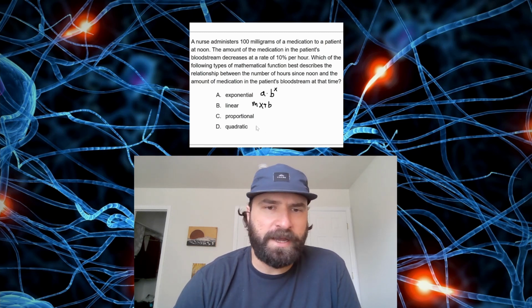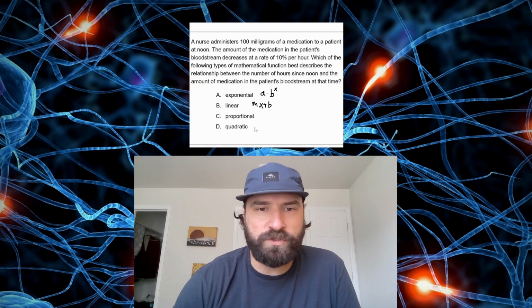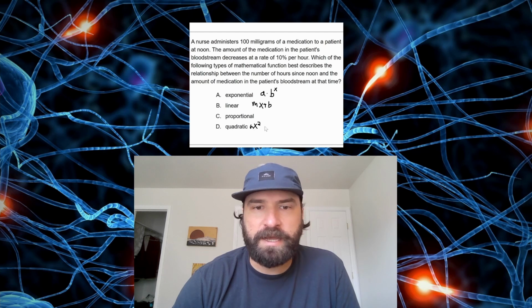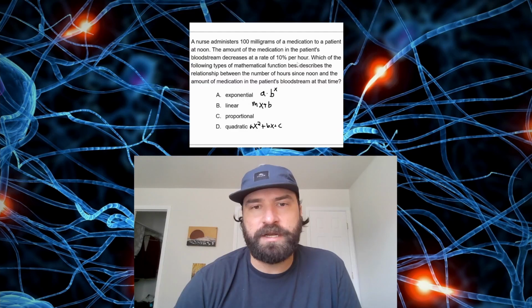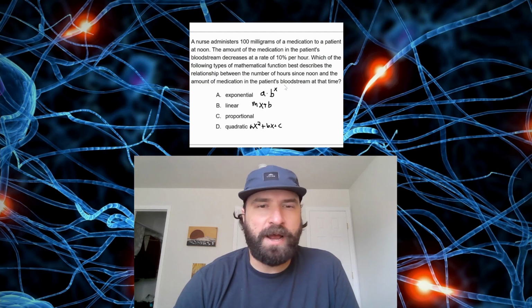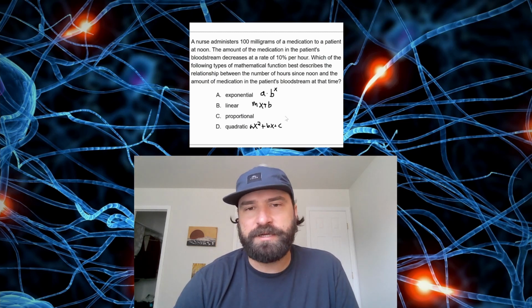To finish off my explanation of these types of equations, quadratic equations are going to look like something with an x squared. So you're going to have, say, ax squared plus bx plus c. This is not a quadratic equation. It is exponential because we're decreasing by some percentage. So when you see percentages per hour, you should definitely be thinking exponential.